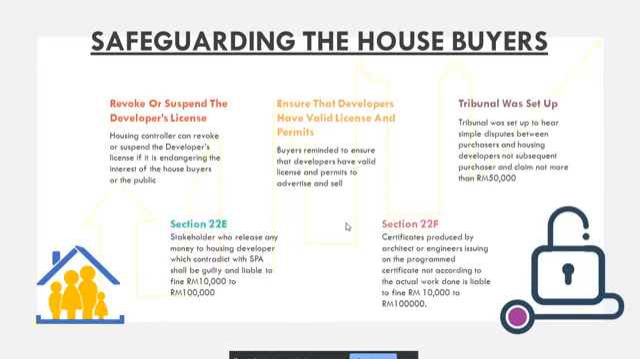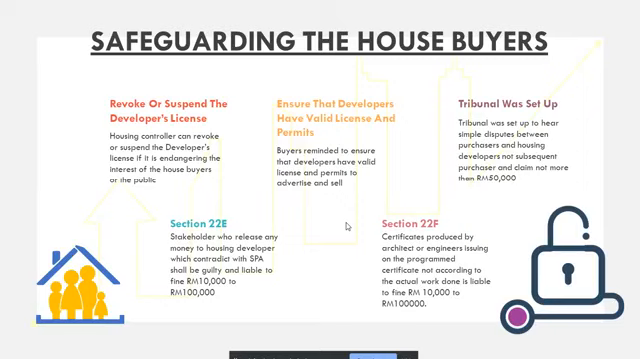So tadi kita dah bincang pasal berkenaan dengan kita controlling the developer. So seperti saya sebut tadi, Akta 118 ni adalah untuk kita controlling the developer and safeguarding the house buyer. So sekarang kita masuk on safeguarding the house buyer lah.